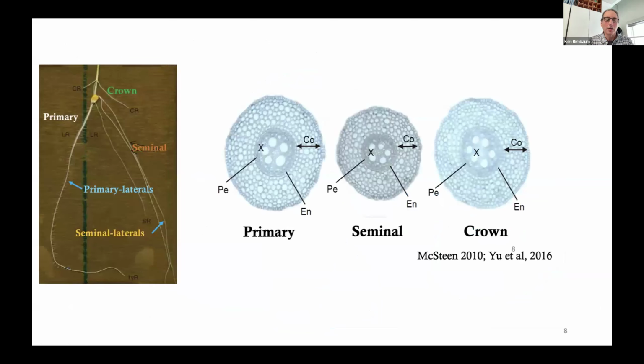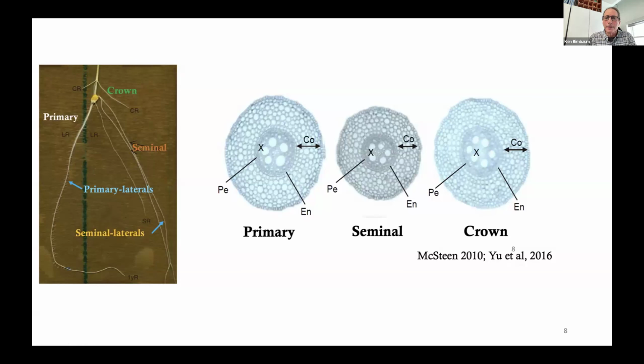Here's some work that this view sort of inspired, where, of course, the maize root and many monocot roots and many other plants make different kinds of roots, right? Primary, crown, seminal root, laterals. And they have a very similar cell type anatomy, cortex, endodermis, et cetera. But they have different functions, right? And the overall anatomy can differ somewhat.